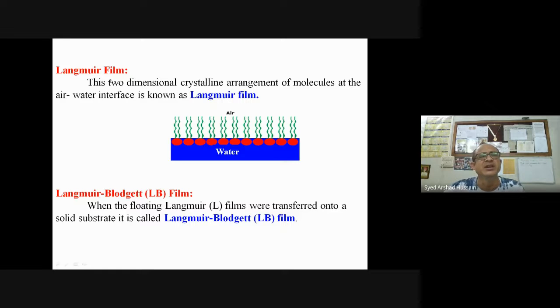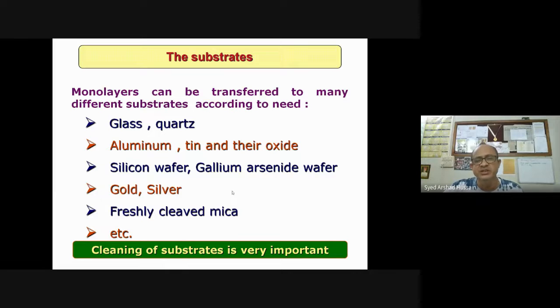This is very interesting. So the two-dimensional crystalline arrangement of molecules at the air-water interface, what I discussed, is known as Langmuir films. Then we transfer it onto a solid support, and this is mandatory to apply it in devices or practical applications; you have to transfer the same thing onto some solid support so that you can apply it. Once you transfer, this is known as Langmuir-Blodgett films. So let us see how we transfer.